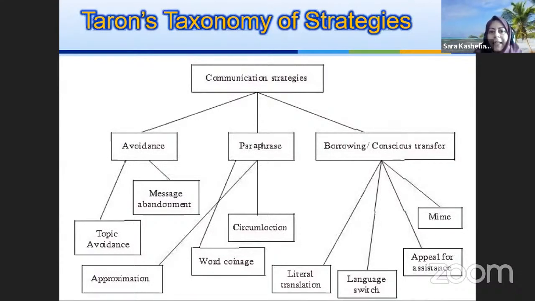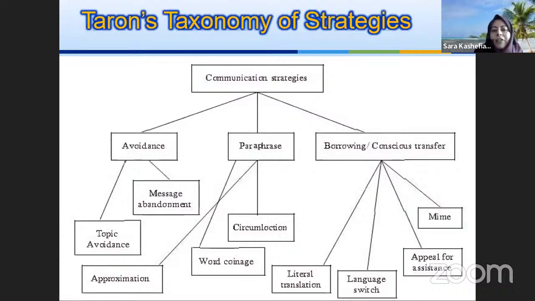In this slide, you can see Taron's taxonomy of strategy. He divides the communication strategies into 3 types. The first type is avoidance. The second type is paraphrase. And the third type is borrowing or conscious transfer. Now, let's see what avoidance is. So avoidance is actually divided into 2 parts. The first one is topic avoidance. For example, the learner tries not to talk about the concepts for which the target language item or structure is not known. So this person tries to avoid the topic, tries not to talk about it.